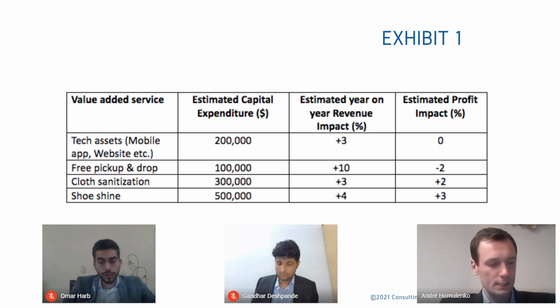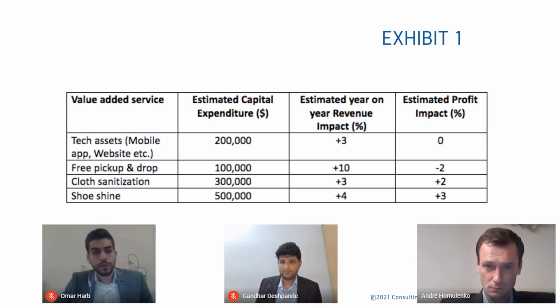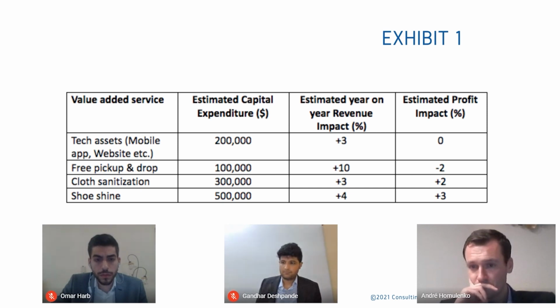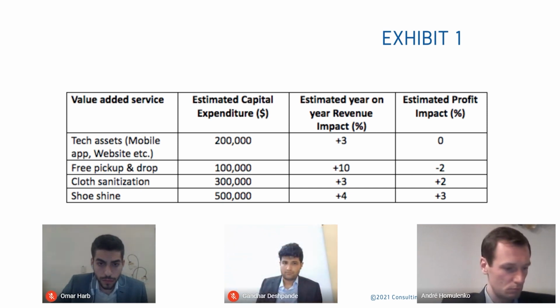So, anyone has new ideas? Yes. When I look at this graph, there are two things to notice: estimated revenue growth and estimated impact. Looking at the fact that the ultimate goal of the business is to make profits, I would suggest that we ignore the first two. So tech assets and free pickup would not be the options I would pursue, even though free pickup might have a high revenue jump. It doesn't serve the company very well. Therefore, I would suggest we focus on clothes sanitization and shoe shine. And looking at these, there are no capital constraints. I suggest we start doing clothes sanitization and also do shoe shines.